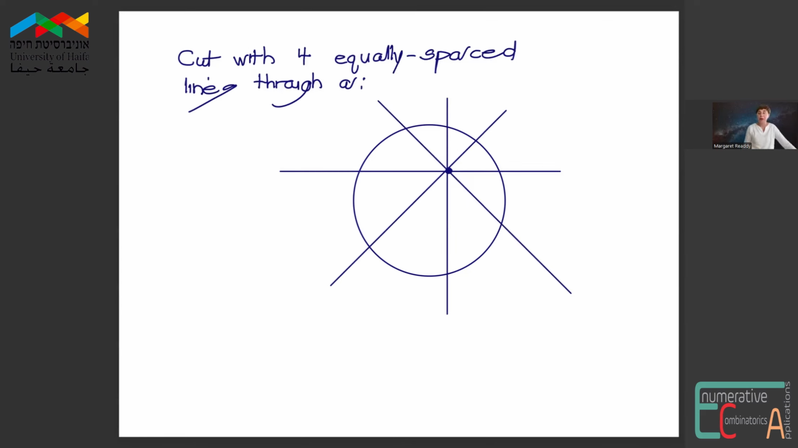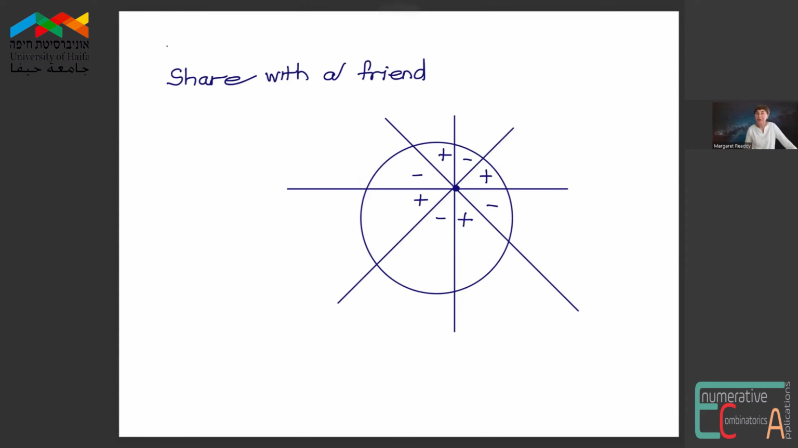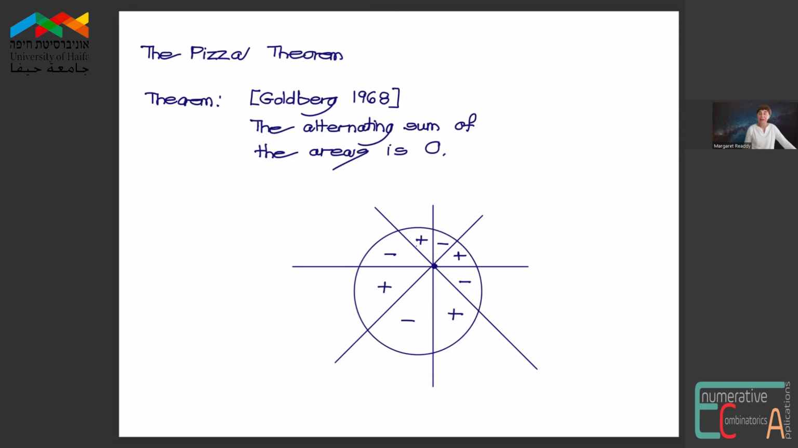These 4 cuts are equally spaced lines through the point A. So these are equal angles. And of course, we want to share. Share with a friend. So you have your 2 friends, plus and minus. And the result is that if you look at these 2 friends, they have the same amount of pizza. This is due to Goldberg in 1968.